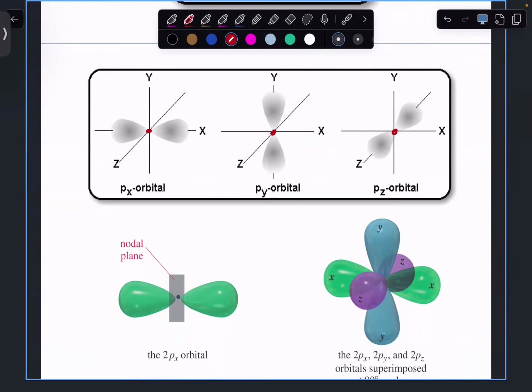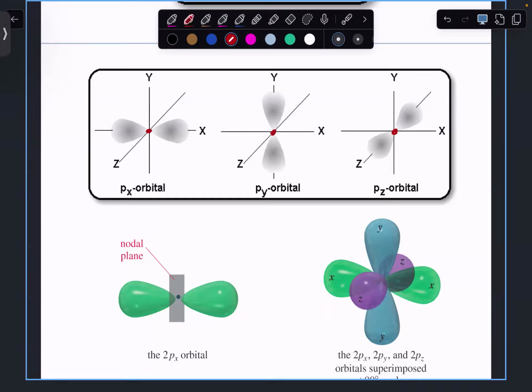You'll notice that these are not symmetric, right? They have directionality associated with them. So you have the P that lies along the x-axis. And then if you rotated that 90 degrees, you get a P that's on the y-axis. And if you rotate that 90 degrees, you get a P along the z-axis. Okay. So we actually have 3 separate P orbitals as a result.